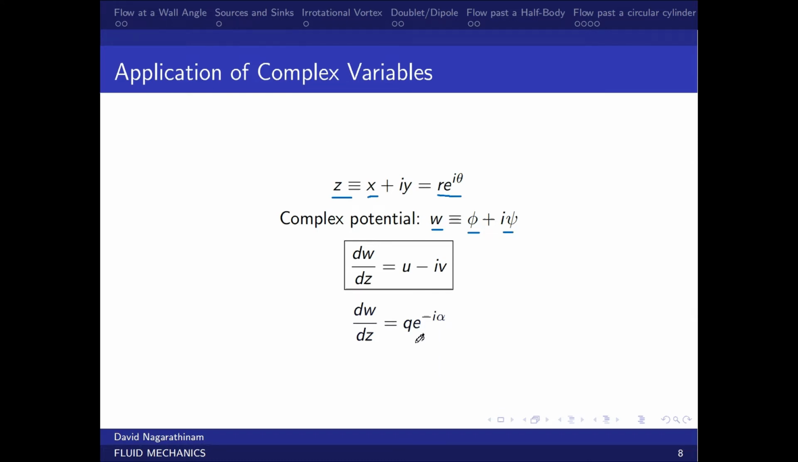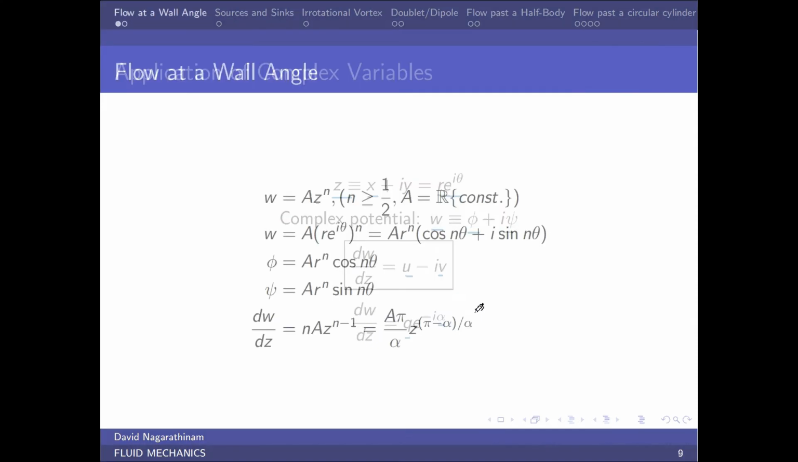This can also be represented in complex notation as q e to the power minus i alpha, where alpha is the orientation of the u and v components, and q is the magnitude. The magnitude in this particular case is equal to square root of u squared plus v squared.